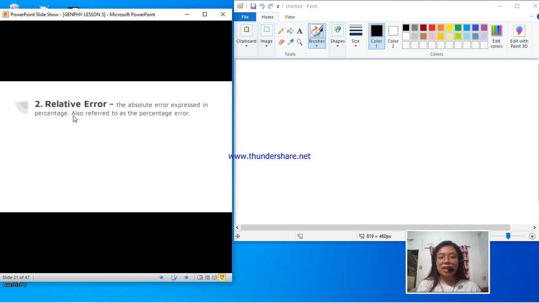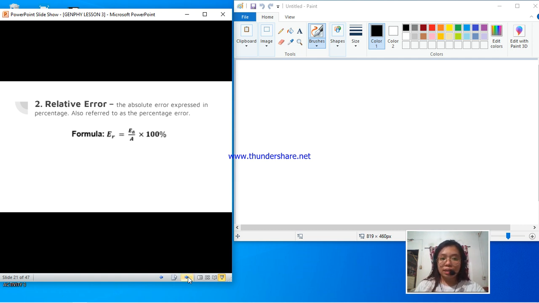Number 2, relative error. Kanina, absolute error. Ngayon naman, yung relative error. Paano natin kinukuha? Ano po ba yung relative error? The absolute error expressed in percentage, also referred to as the percentage error. Once na yung absolute error na nakuha natin is in the percentage form na, ang tawag po dyan ay relative error.